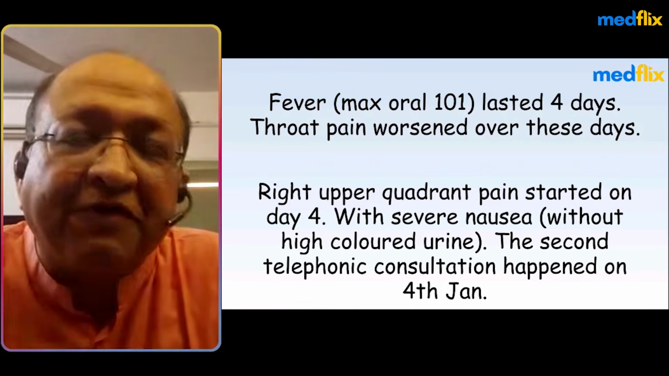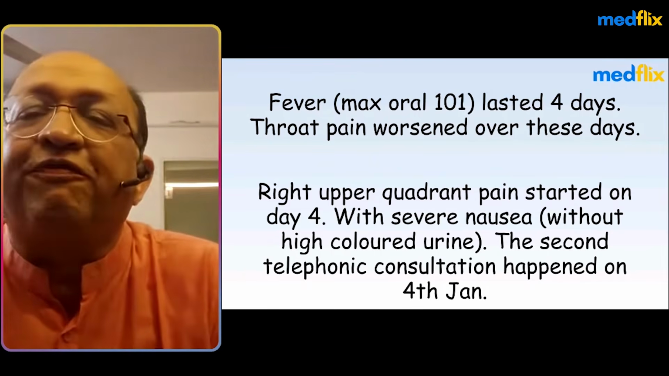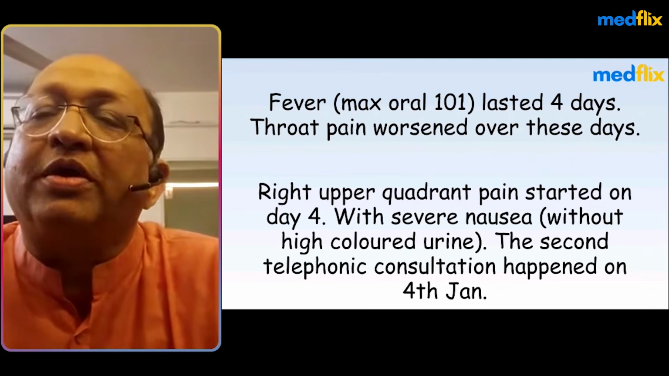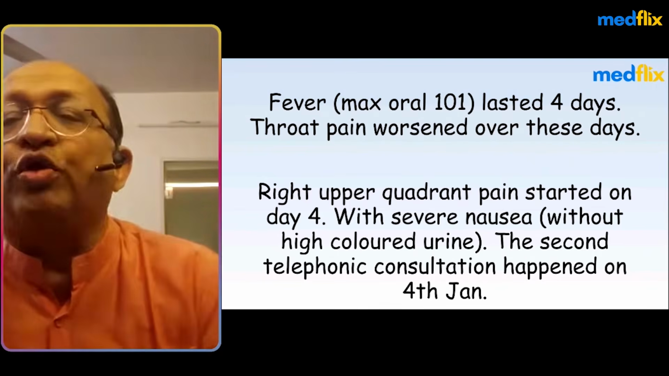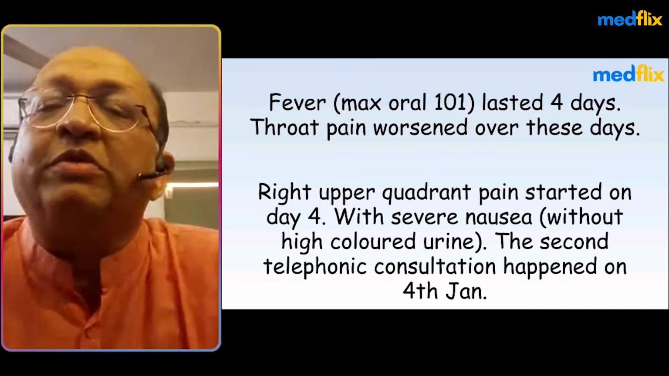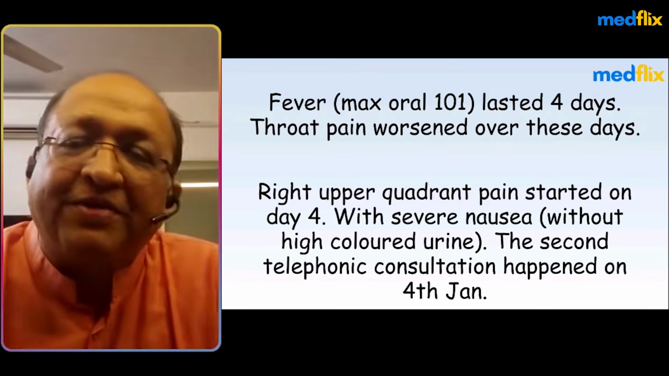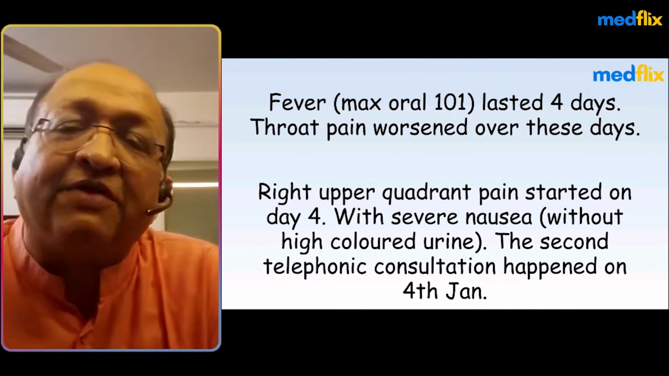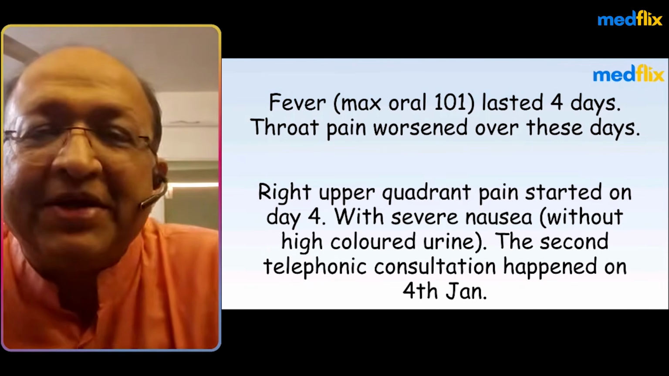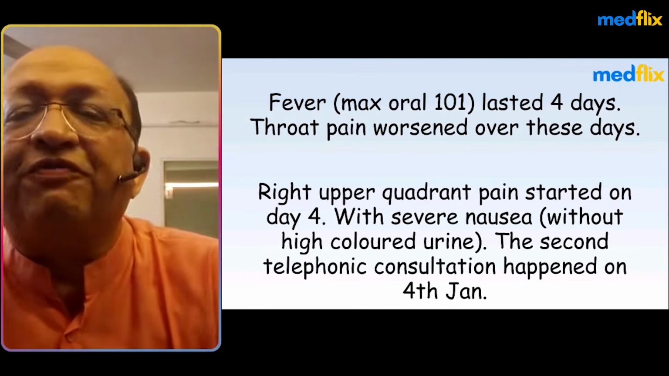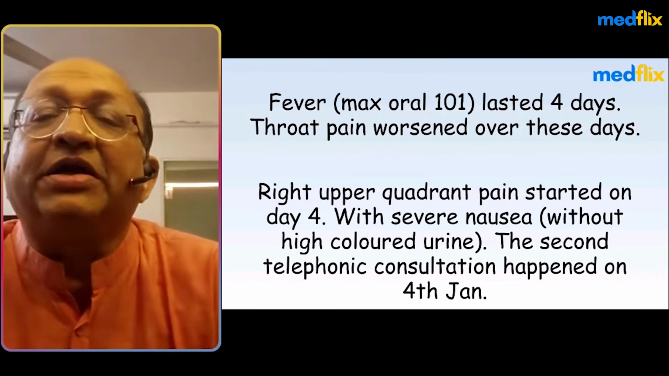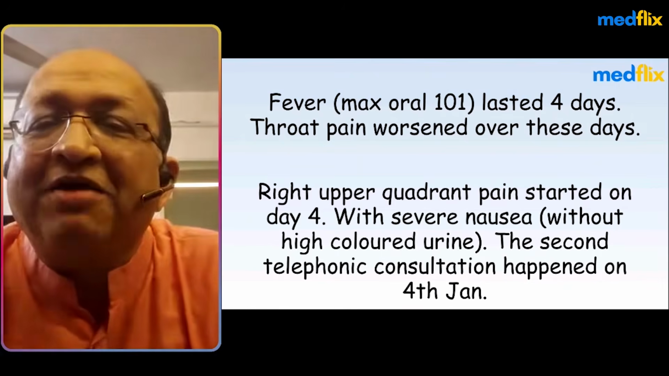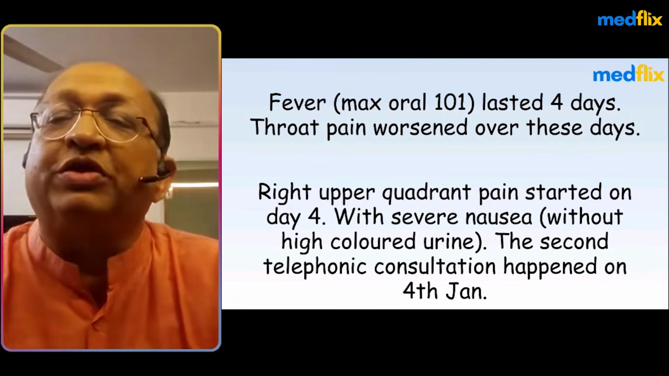She had fever from the 1st of January, which lasted 4 days. Then she developed right upper quadrant pain with a worsening throat pain. This right upper quadrant pain was associated with severe nausea without any high colored urine. And this is when the second telephonic consultation happened. Now, think of this. She had fever 4 days, then she developed right upper quadrant pain. So one would think of viral hepatitis with prodromal fever. That is one possibility that one would think of.